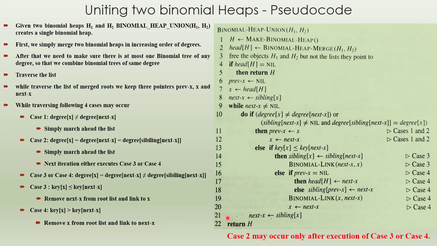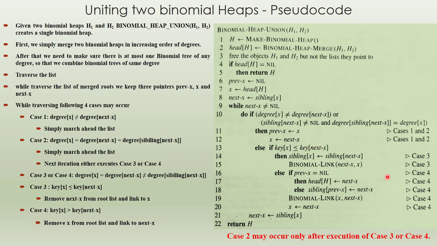And here line number 21 sets next x equal to sibling of x. You just look at line number 11, 12 and 21. While executing these 11, 12 and 21, the pointer will be shifting towards the right. Again you just look at the if condition. If condition means when both these two conditions are false, we will check for the if condition. If key of x is less than or equal to key of next x, that means this if condition is checking whether it is case 3.